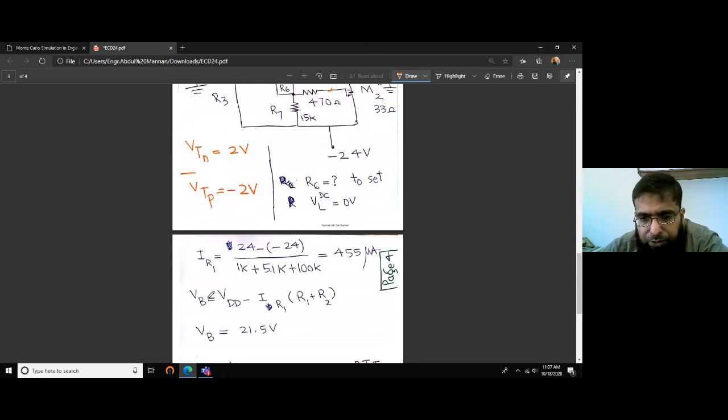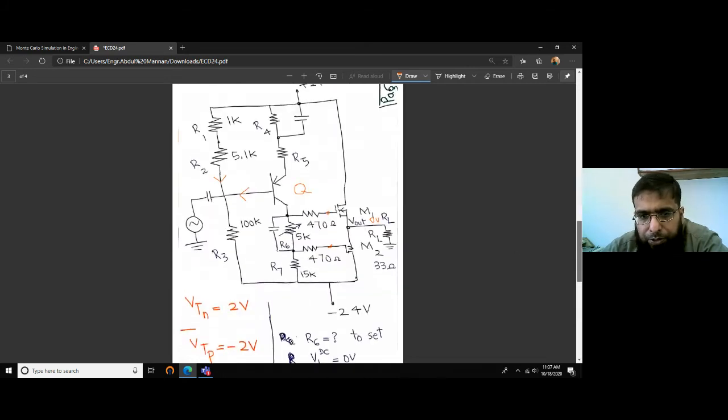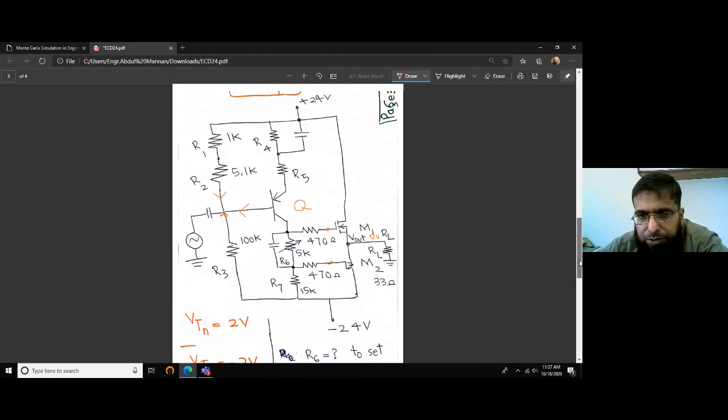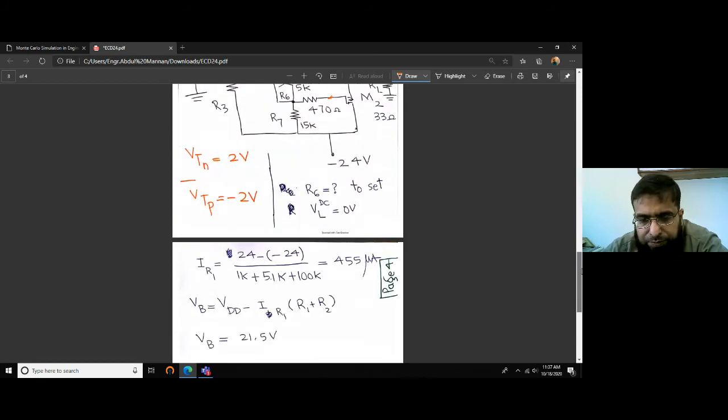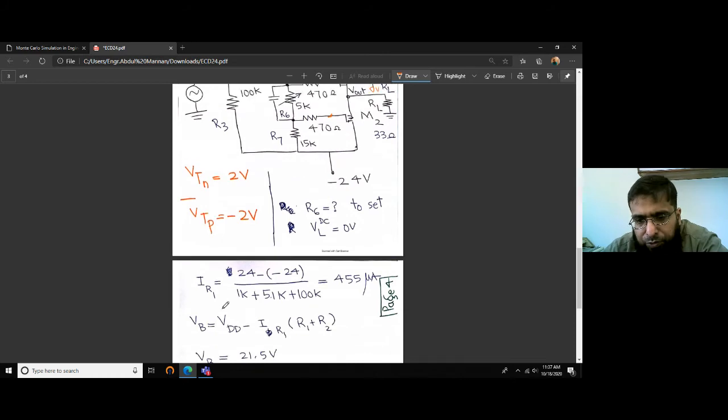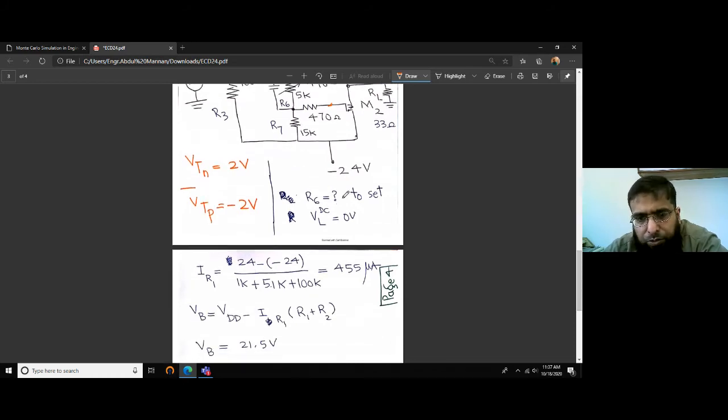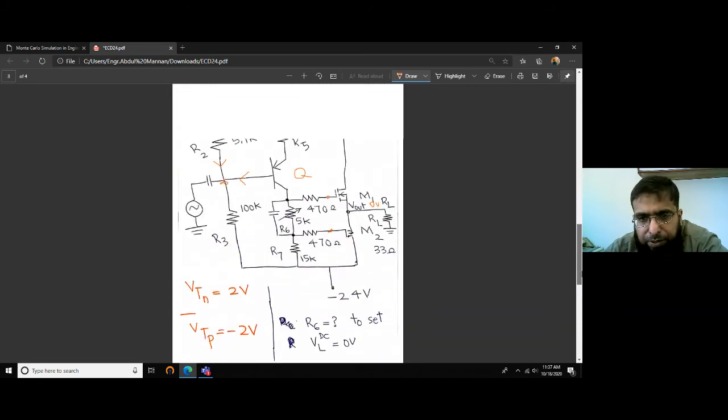And VB can be computed as the voltage drop across R3, or by writing the KVL equation, starting from 24 volts minus the voltage drop here, minus the voltage drop here, minus the voltage drop here, minus this, and finally it becomes plus because it is minus itself. So VDD minus IR1 times R1, R2 is the voltage drop. This is VB, or we can find out this voltage.